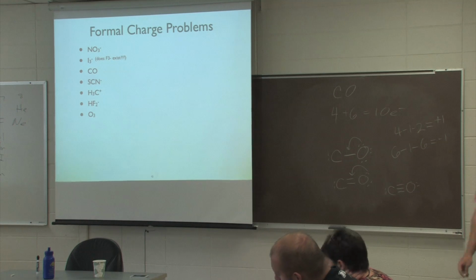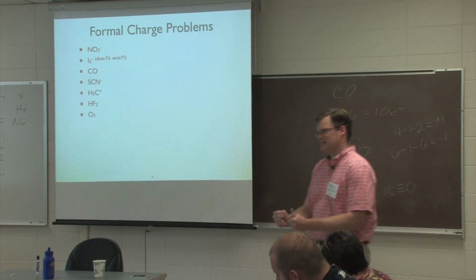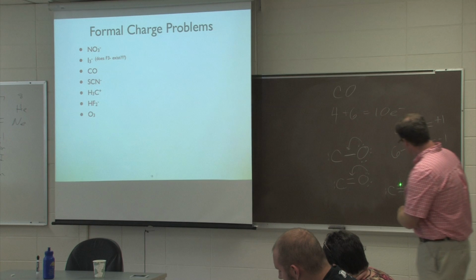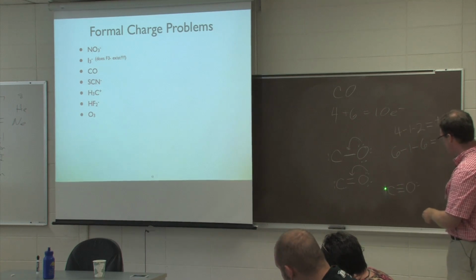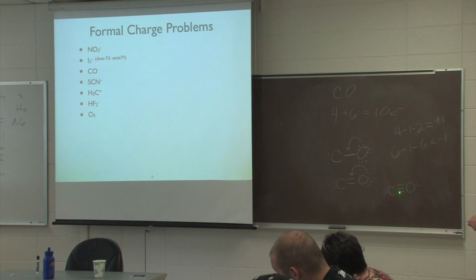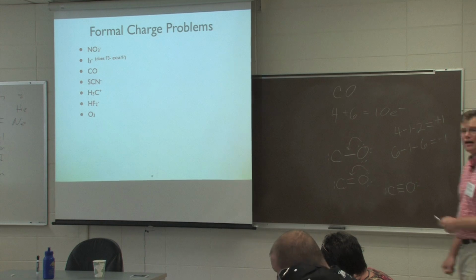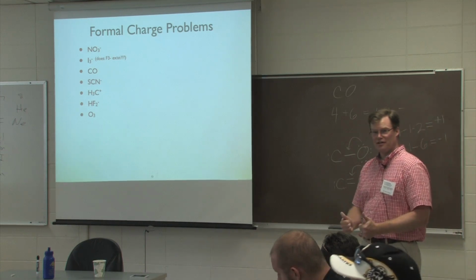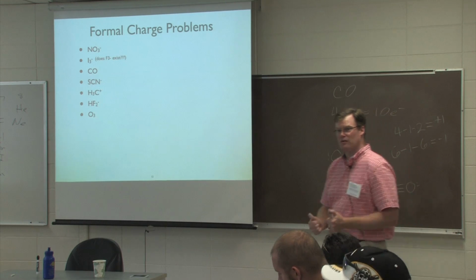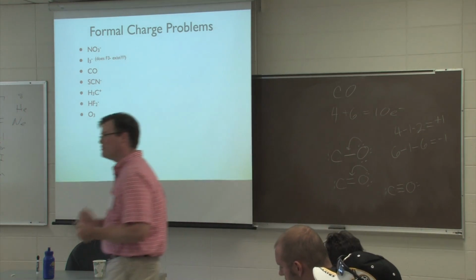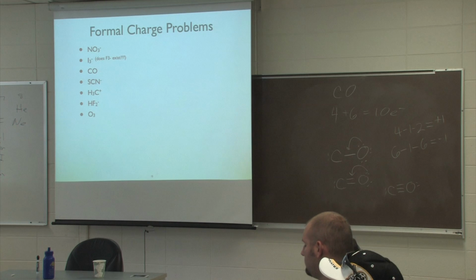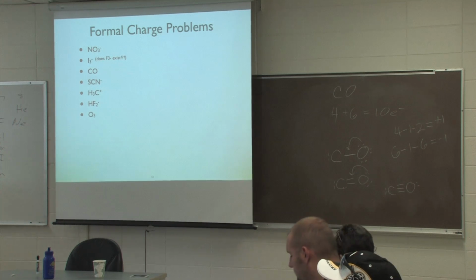Do we have an octet around both atoms? Yes. 1, 2, 3, 4, 5, 6, 7, 8 around carbon. 1, 2, 3, 4, 5, 6, 7, 8 around the oxygen. We're good. What do we need to do now? We have to assign formal charge. You can't talk about carbon monoxide unless you assign formal charge.